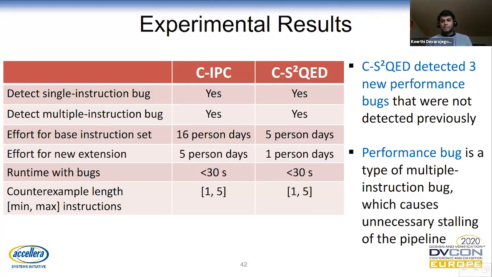And because we were strict with the time points, we found out that the core was stalling unnecessarily. That means there was a scenario when the core didn't need to stall, but it was stalling. Functionally, it is okay, but for performance, it was not okay. So that's why we call this a performance bug. And with the C-S²QED approach, these types of bugs were also found.